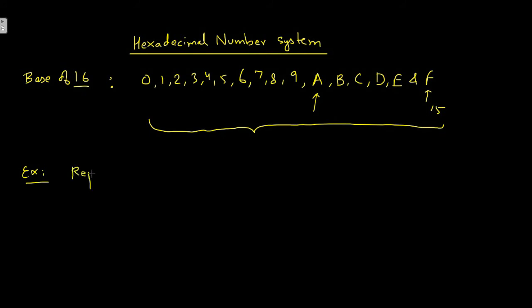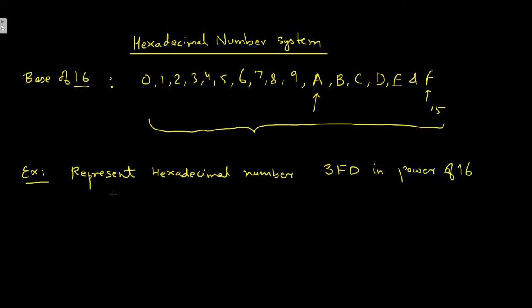Represent the hexadecimal number 3FD in powers of 16 and find its decimal equivalent.